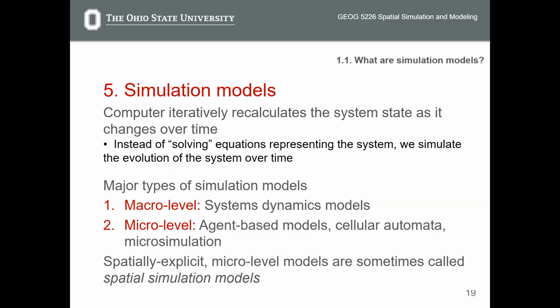Specifically, we use something called cellular automata. I'm going to introduce this very important concept later, okay? But for now, you just need to know we use cellular automata to address the simulation of the system at micro level. And agent-based models are spatially explicit. Macro level models are sometimes called spatial simulation models. Agent-based models are also called micro-level simulation models.